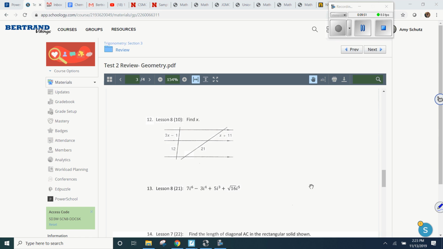What do you do when you get a figure like this? Set cross products equal. So what you have is 3x minus 1 over 12 is equal to x plus 11 over 21. So you cross multiply: 21 times 3x minus 1 equals 12 times x plus 11.